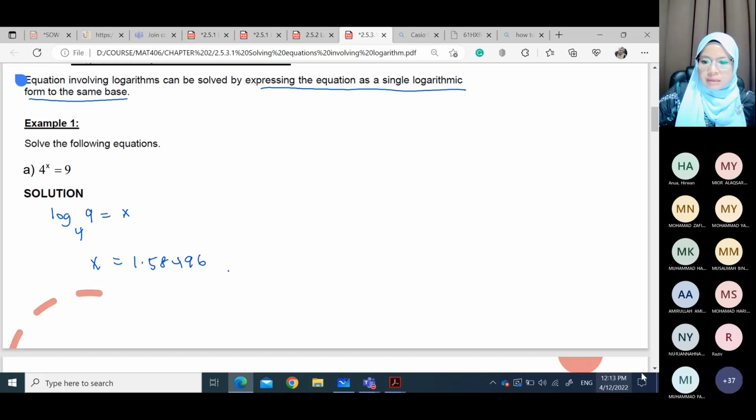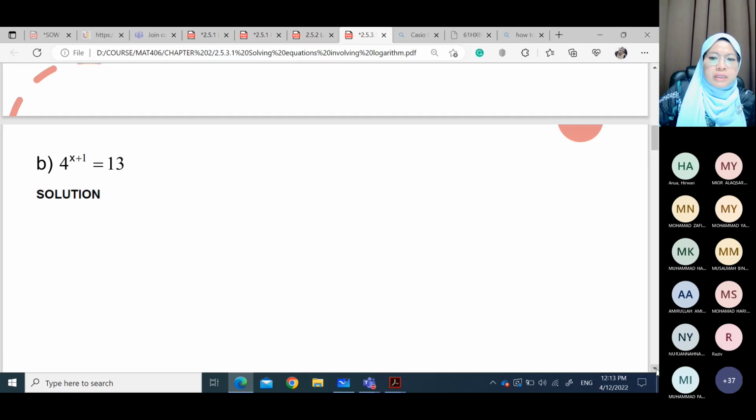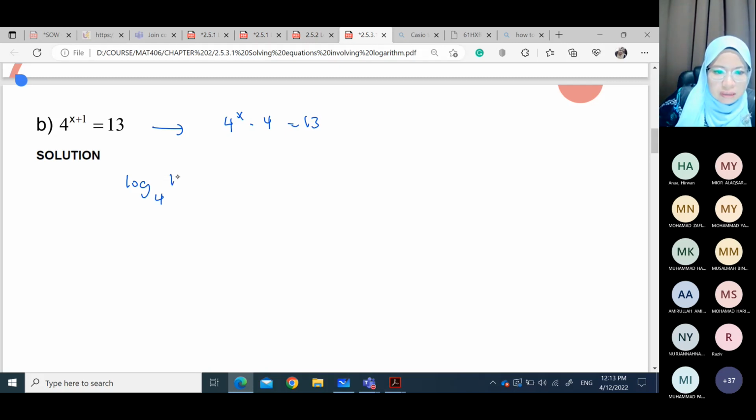Okay, so ini adalah x, nilai x, iaitu dia punya index. Alright, so next, this one, we have 4 to the power of x plus 1 equal to 13. Okay, so we form it into logarithmic. Okay, it is actually sama juga dengan 4^x times 4 equal to 13. So kalau dalam logarithmic form, dia akan jadi log 4 13, it is equivalent with x plus 1.